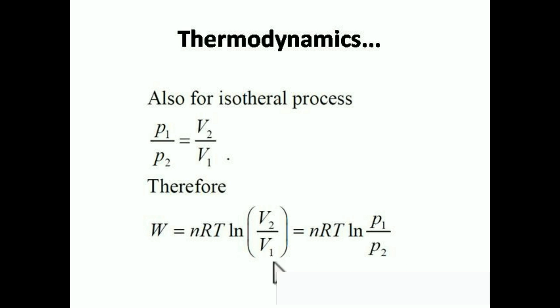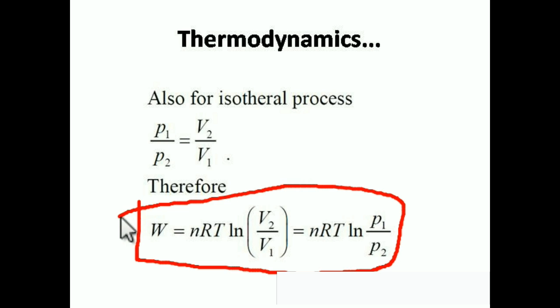So the formula of work done can be given by two basic formulas, nRT ln V2 by V1 is equal to nRT ln P1 by P2. In thermodynamics and physics, the formula has to be remembered. Without formula, you cannot do anything. The formula and concept are the most important things to solve the problems.